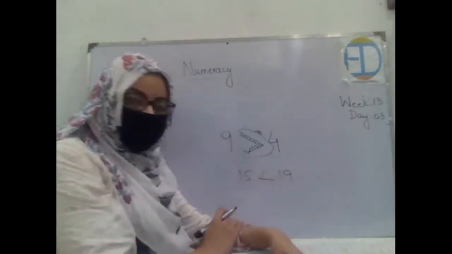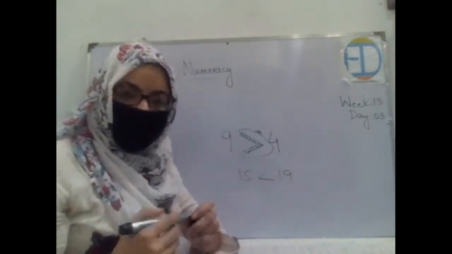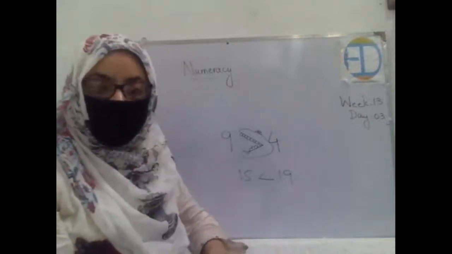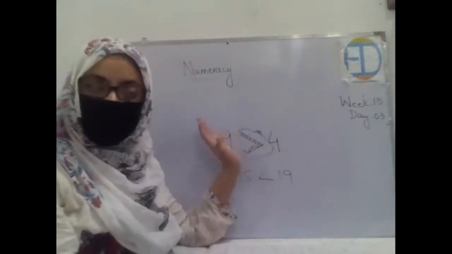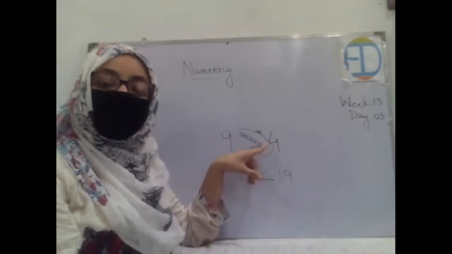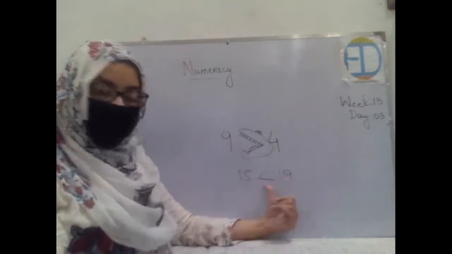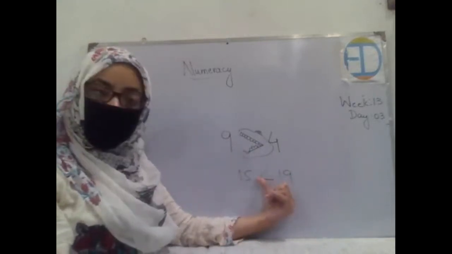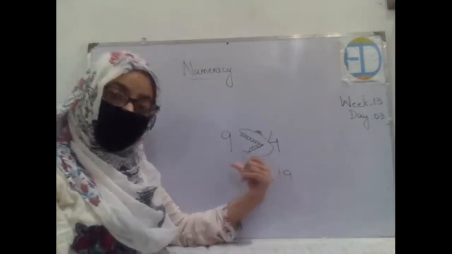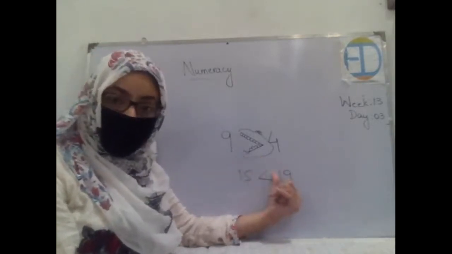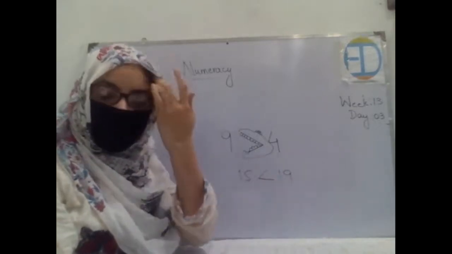Like this? Yes, very well done, right? So whenever we use the sign, we use this in the manner that the open part is toward the highest number and this closed part or the corner is toward the smallest number, right? See over here, 15 is smaller than 19, right? So the closed part, the corner, the tip is toward the smallest number and the open part is toward the highest number, or the larger number, right?